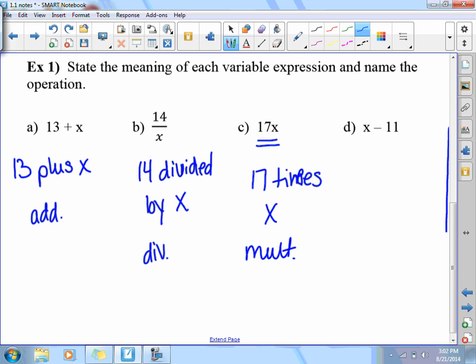And in part D, again, this is fairly straightforward. We have x as our variable and then a minus sign and then 11. So that's exactly what this would translate into, x minus 11. You could also say 11 taken away from x. That would also be a correct way to state the meaning of that expression. And the operation is going to be subtraction.